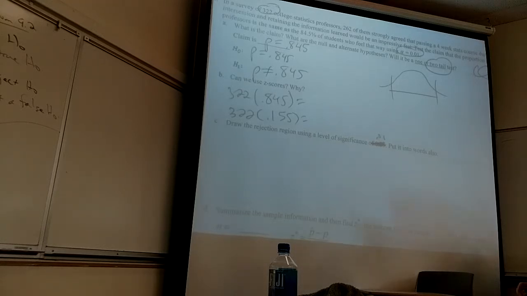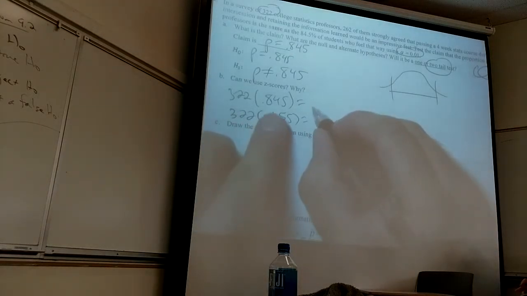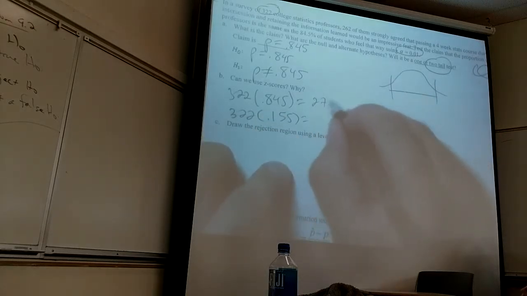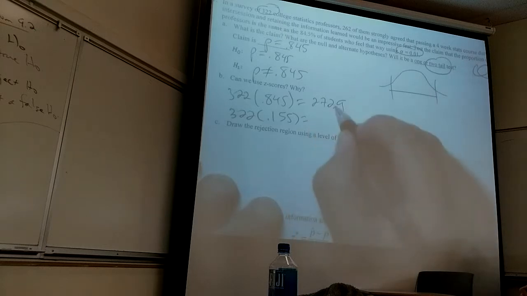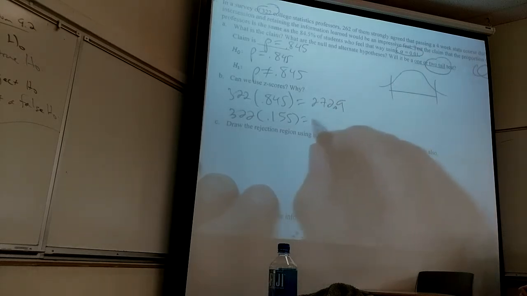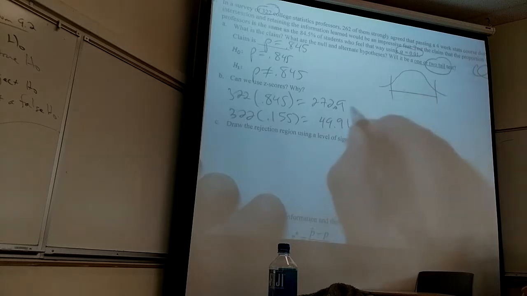So what do you guys get for this first one here? 272.09? What do you guys get? 272.09. Thanks for your patience. I got you. And then what's this guy going to be? 49.91. I like it. And these are both above 5. Yeah.